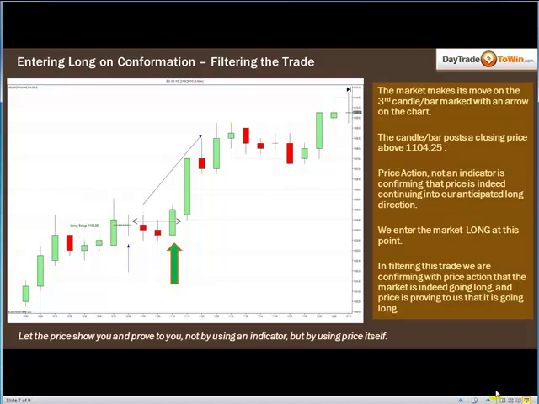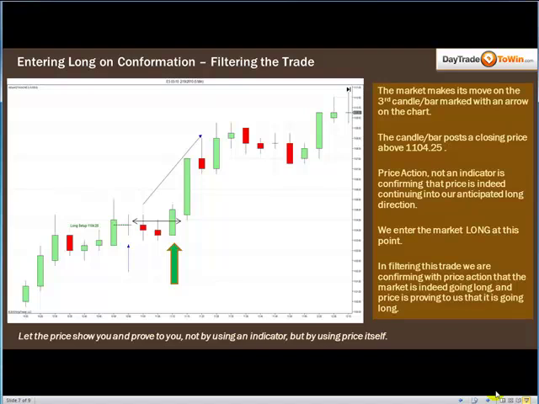So we knew in advance, ahead of time, that 1104 quarter was where we wanted to go long. But not only that, we also filtered this trade and only entered long after the next candle closed above or posted a closing price above 1104 quarter. At this point, we entered the market long.